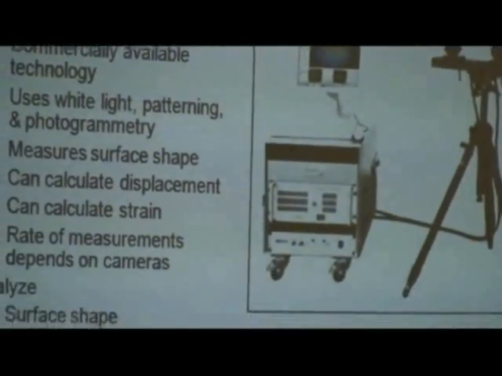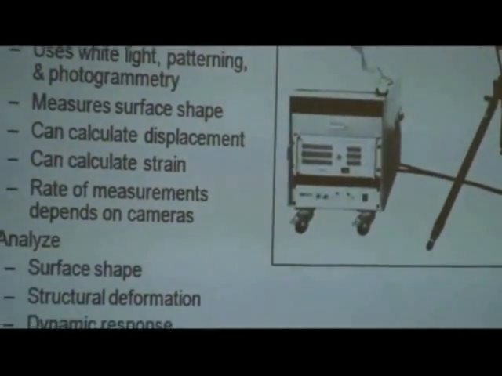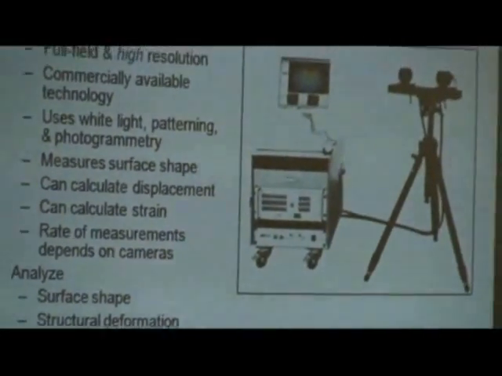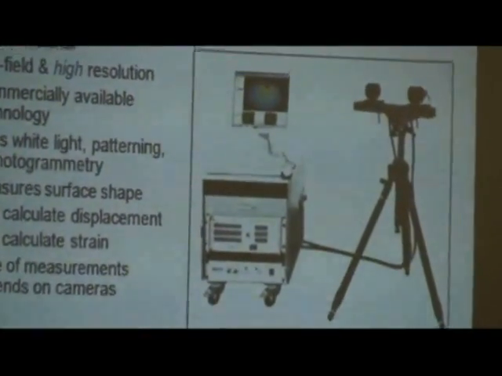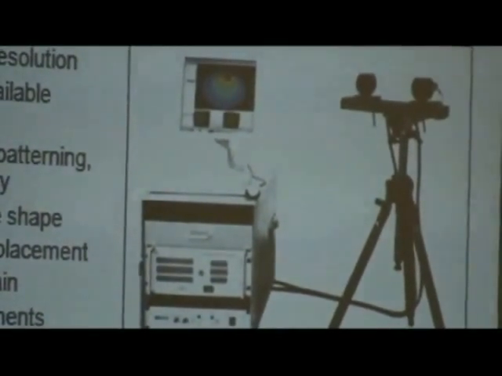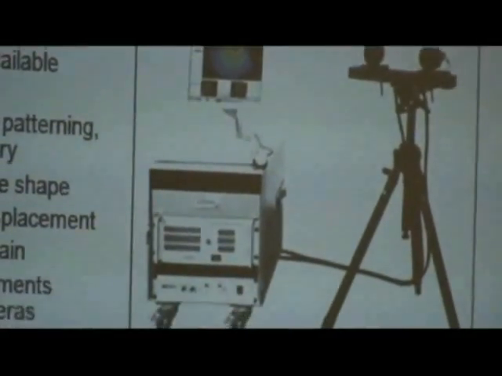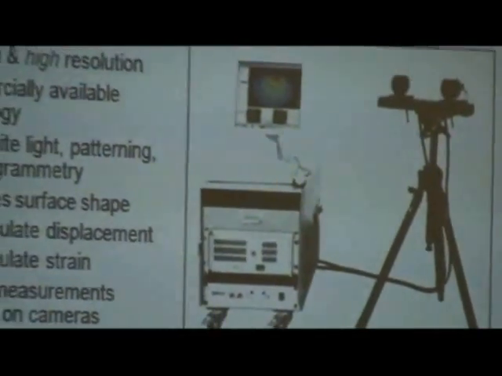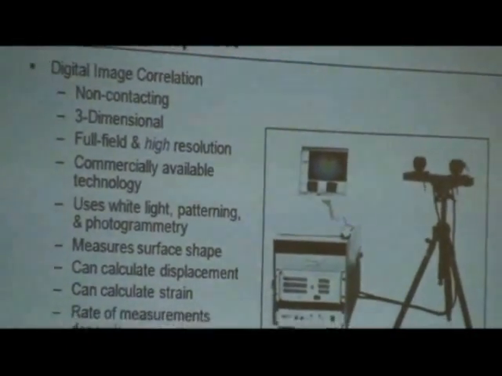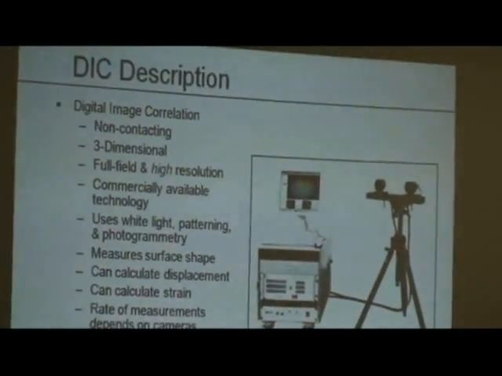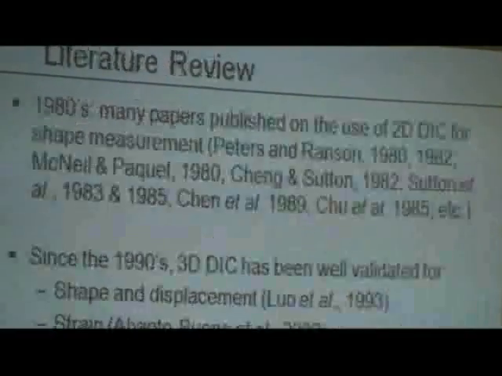It measures basically surface shape, and from it you can get deformation and strain measurement. And it can be measured at the rate at which the cameras sample, so the speed at which you take the measurements is based upon how fast the cameras can sample. So with it, you can analyze surface shape, you can analyze deformation, and you can get dynamic response. And so primarily what we're interested in as a structural dynamics laboratory is how we can use this technique and how we can exploit it for vibration measurement as well. It can also operate in real time to about 10 hertz.